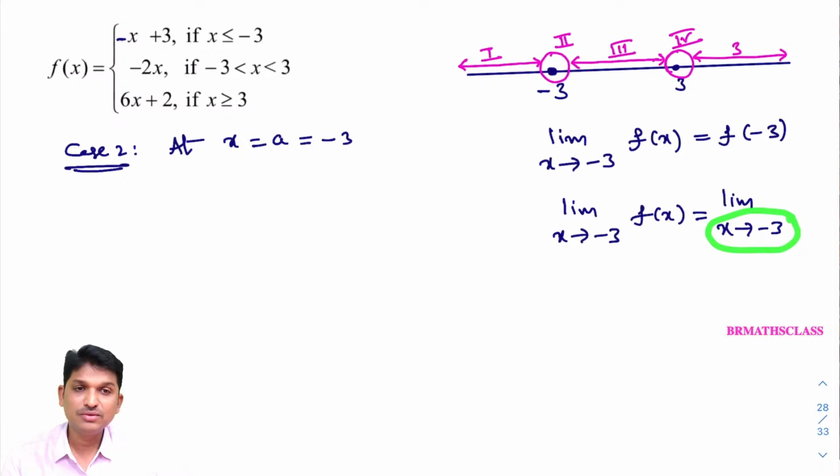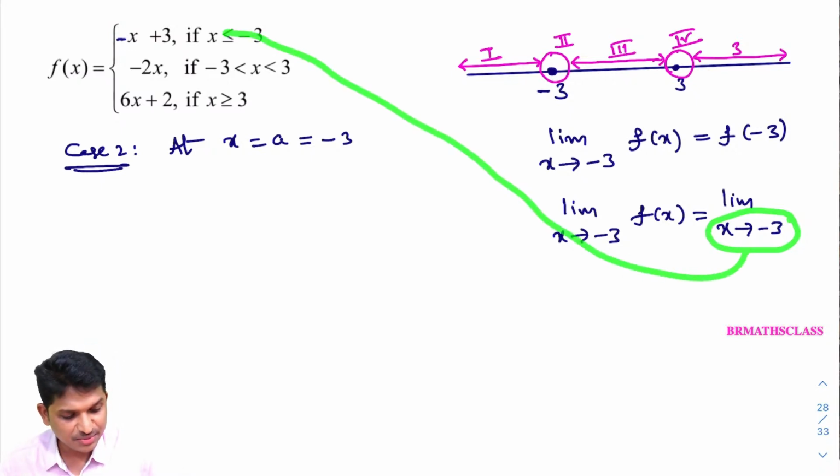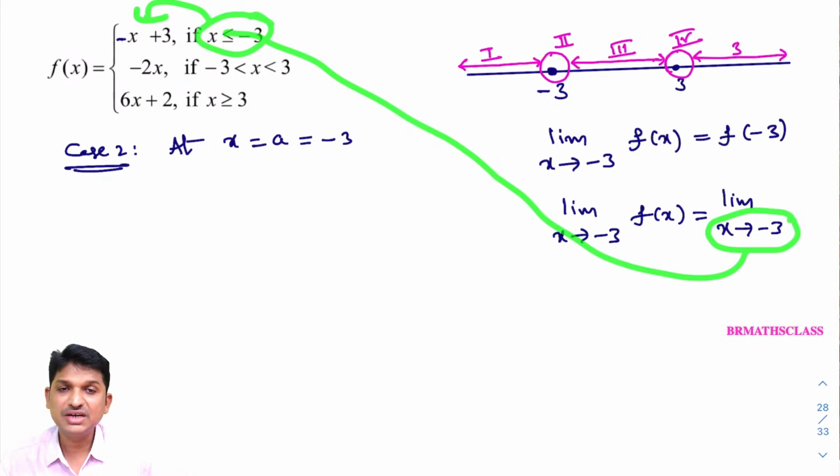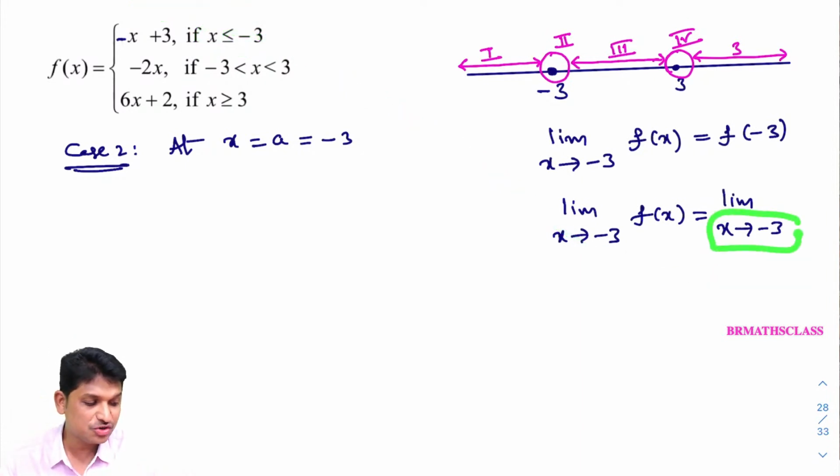Try to listen carefully, x approaches to minus 3 means x values are slightly less than minus 3 or x values are slightly greater than minus 3 but not minus 3. There is a chance that x values are less than minus 3. When x values are less than minus 3, at that time I need to choose this first function. And there is a chance that x values are greater than minus 3 also.